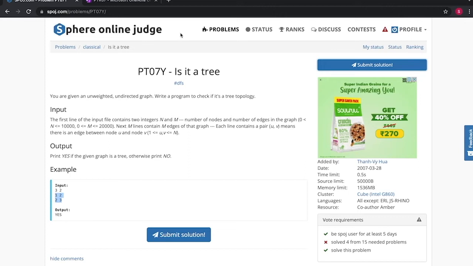So today we take a question from Spodge. It is a very basic question. In this question we are given some edges of a graph, and we need to tell if these edges form a tree or not. So we'll take an example and try to see.